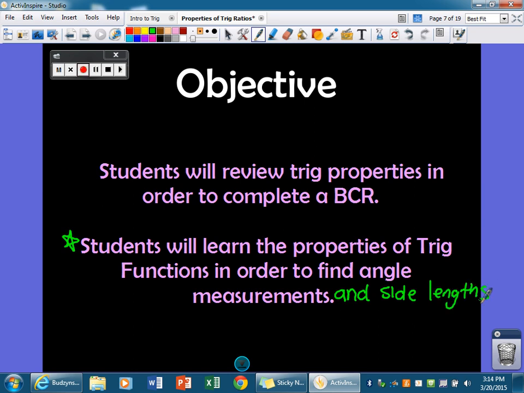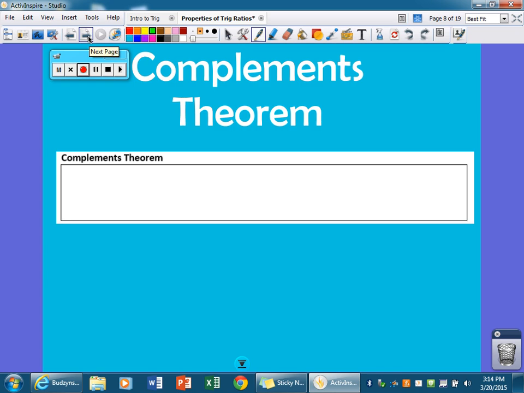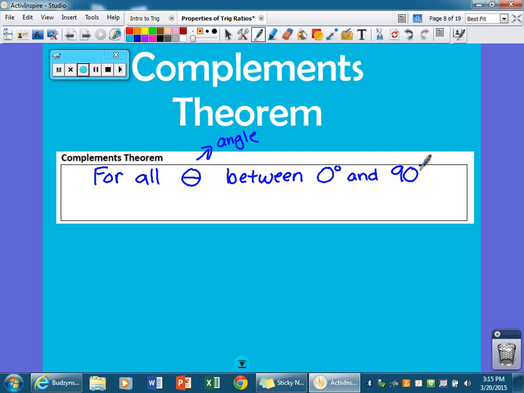Okay, so we're going to start off with the easier theorems first, and then it's going to get a little bit harder as it goes. So our first theorem is the complements theorem. The theorem states for all theta, now this symbol means theta, it's like a circle with a line through it, it's simply just the angles. It's a little symbol that we use for the angle itself. So theta between 0 degrees and 90 degrees. Usually all these theorems, all the thetas have to be between 0 and 90.